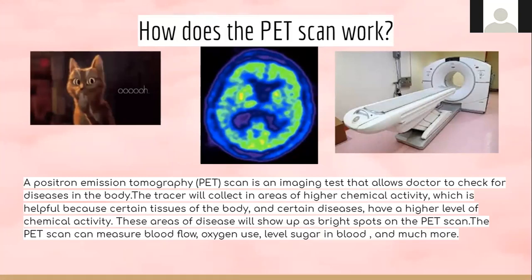A PET scan is an imaging test that allows doctors to check for disease in our body. These phases are either swallowed, inhaled, or injected into the body, depending on the part of the body being examined. The PET scan uses a radiopharmaceutical to create a 3D image. A radiopharmaceutical is a radioisotope bonded to a biological molecule that is able to target a specific organ and tissue in our human body.